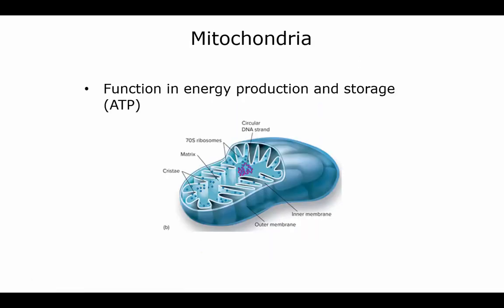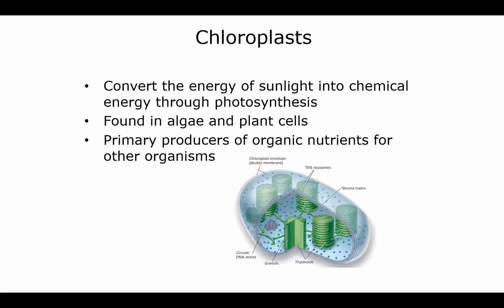Now when we talk about energy, you know we talk about mighty mitochondria. This is what makes our energy, our ATP that our cells use. So if you got a cell that has to have a lot of energy, like a muscle cell, it's going to have a lot of mitochondria. Chloroplasts are only found in cells that are going to perform photosynthesis, because they convert the energy of the sun into chemical energy. You find these in algae and plant cells, and this makes most of the organic nutrients for other organisms.